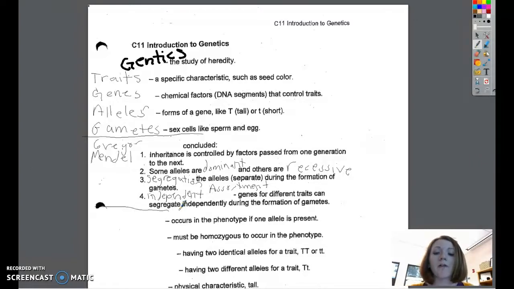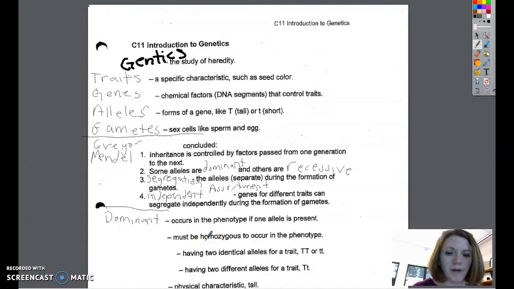So when it occurs in the phenotype, if I can see it, if one allele, so one letter is present, then we're going to call that dominant. Okay, dominant. Guess what the other one is? It's the opposite. So, if that occurs in the phenotype if one allele is present, then down here, it must be homozygous to occur in the phenotype.